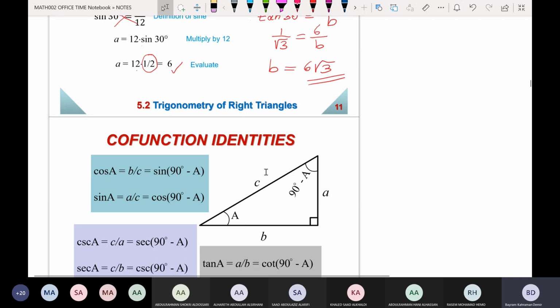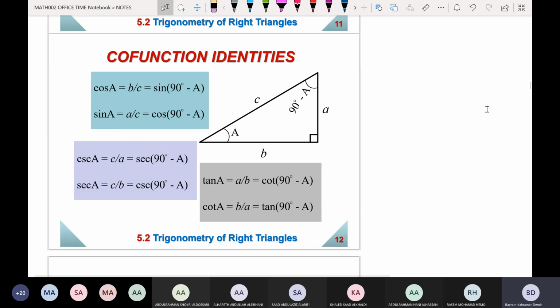Now here is a nice connection between sine and cosine and tangent and cotangent, Shabab. We call it the cofunction identity. In the right triangle, if you have one angle A here, then the other angle must be 90 minus A. How do I know that, Shabab? Because the sum of the angles in a right triangle should be 90 degrees. So these two acute angles should be complementary, right? If one is A, the other is 90 minus A.